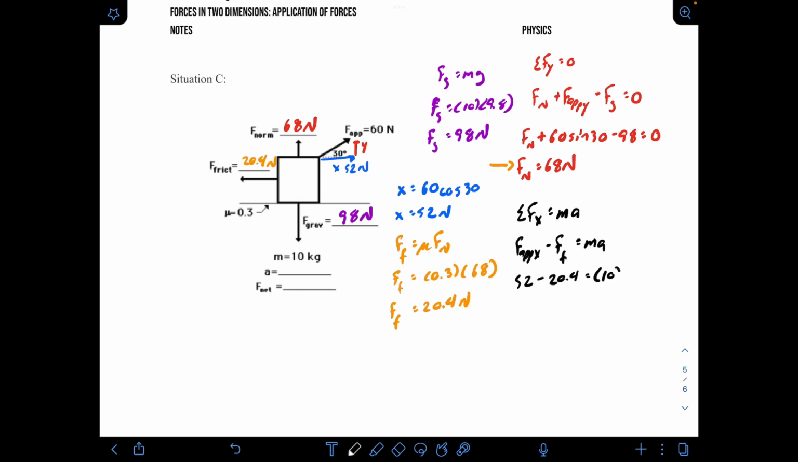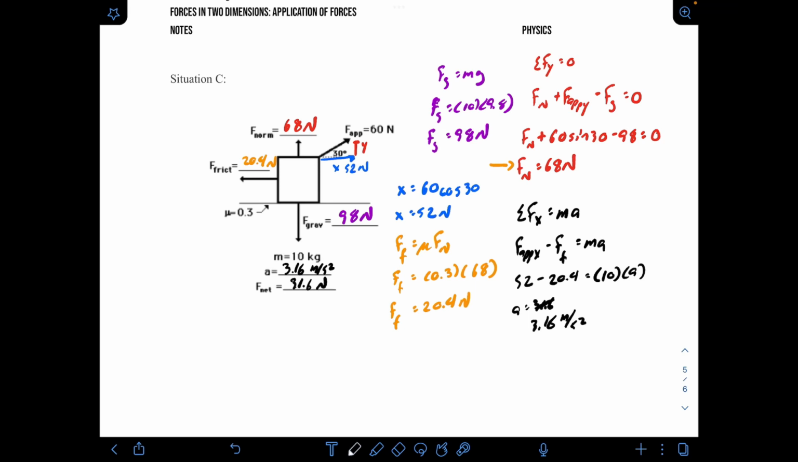The mass I already know is 10. So it looks like I can just subtract these guys here and get an acceleration of 3.16 meters per second squared. And the net force is just the mass times acceleration, and that should be 31.6 newtons.